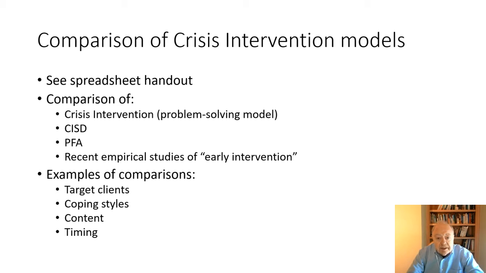For example, target clients. Just as an example of that, individual crisis intervention is targeted for clients who are asking for help, who are coming in for help on their own volition. Well, I won't get into that, that's another one of the different variables. But people who are in crisis, who are seeking help.